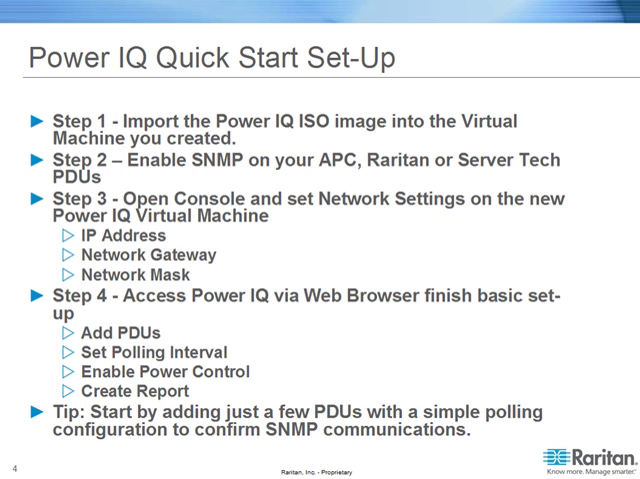Step 1 would be to import your PowerIQ ISO image into the virtual machine you created. Step 2 is to enable SNMP on your APC, Raritan, or ServerTech PDU. Step 3 is to open the console and set the network settings on your new virtual machine. You will set the IP address, the network gateway, the network mask.